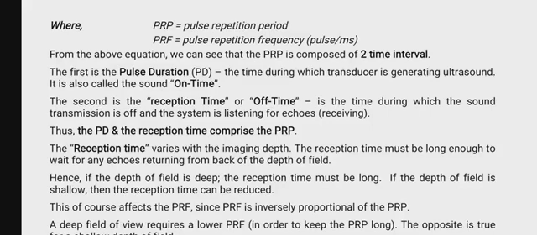The second is the reception time, that's the off time, the time during which the sound transmission is off and the system is listening for echo. In other words, it's receiving. The PD and the reception time comprise the PRP. The reception time varies with the imaging depth, of course. The reception time must be long enough to wait for any echo returning from the depth of the field. If the depth of the field is deep, the reception time must be long. If the depth of the field is shallow, then the reception time can be reduced.